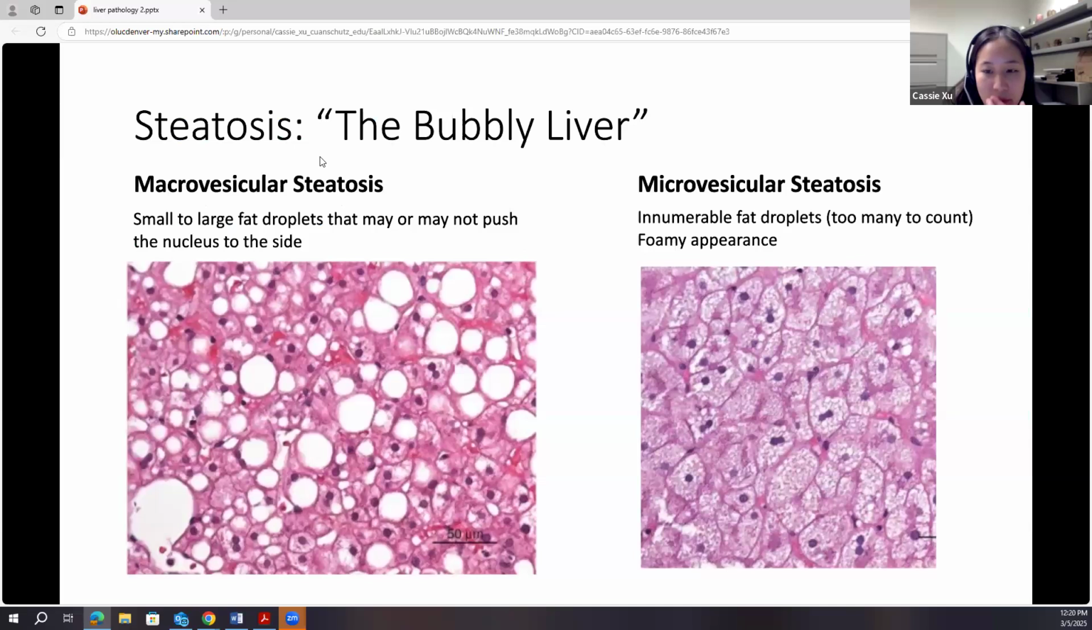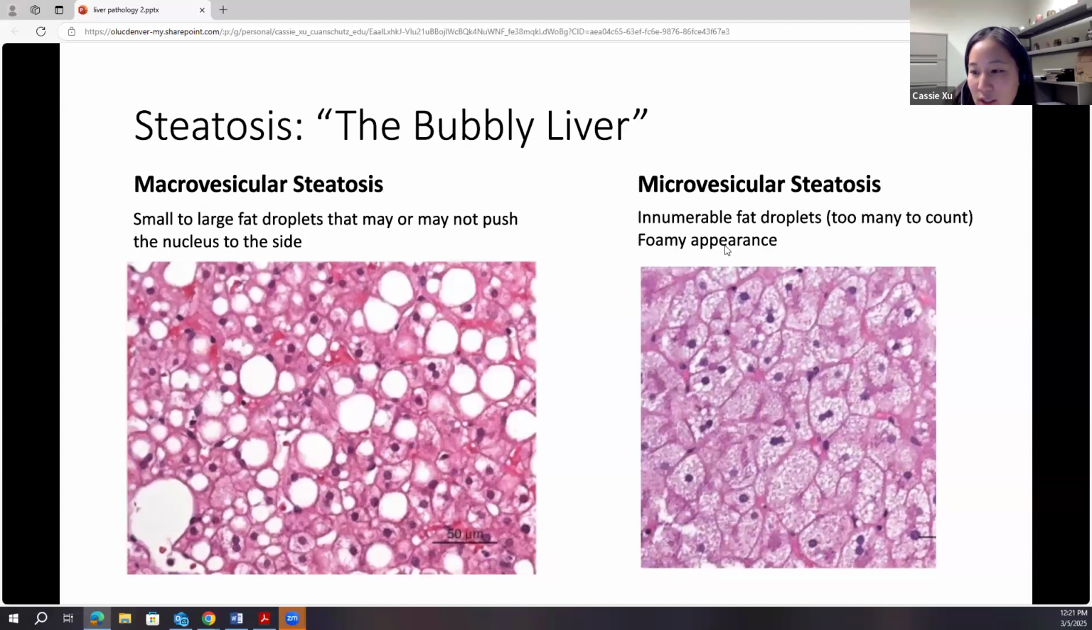So the first one is steatosis, or the bubbly liver. This is either macrovesicular steatosis or microvesicular steatosis. In some cases, you can get a combination of either. Macrovesicular steatosis we define as small to large fat droplets that you can count that may or may not push the nucleus to the side. This is an example of macrovesicular steatosis here. You can see these circular white spaces within the hepatocytes. The large droplet ones are bigger than a nucleus in size and push the nucleus to the side. The small droplet ones are about the size of the nucleus or smaller and not pushing the nucleus to the side.